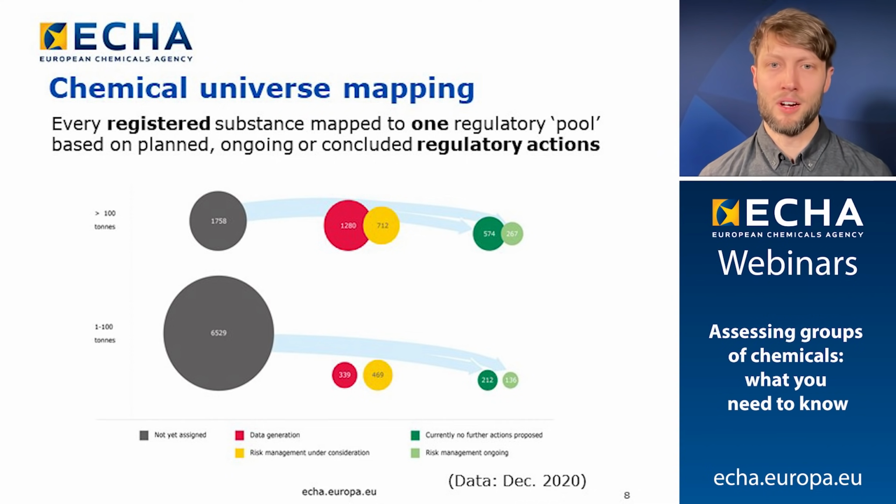and then move via data generation if needed, via risk management processes if needed, to a situation where we basically have regulated them either in a way that safe use can be ensured, or that we can say for the time being we do not need to take any action. And you find more information on this on our website, but you also find more information in our annual IRS report that is also available on our website.